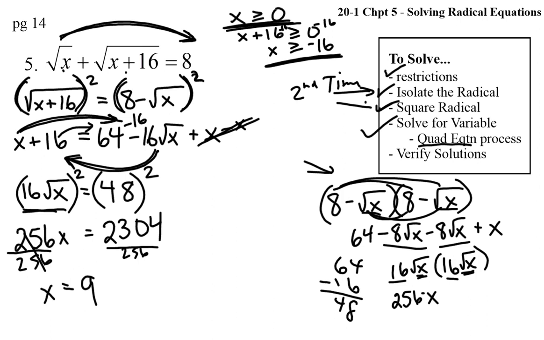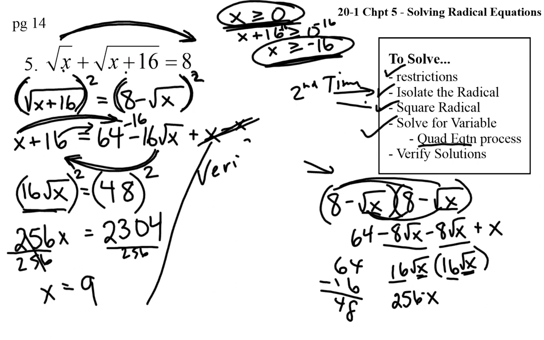Have to always check. First of all, 9, is it bigger than or equal to 0? Yes. 9, is it bigger than or equal to negative 16? Absolutely. So it meets the restrictions, but we always have to verify. So I substitute into, as always, the original equation, but now I can put in 9 for x.